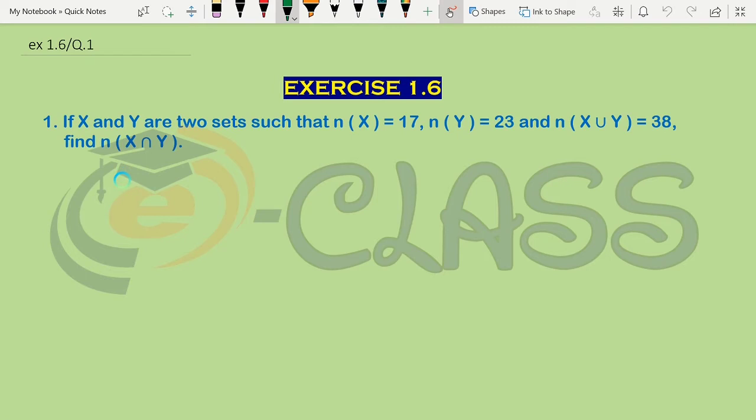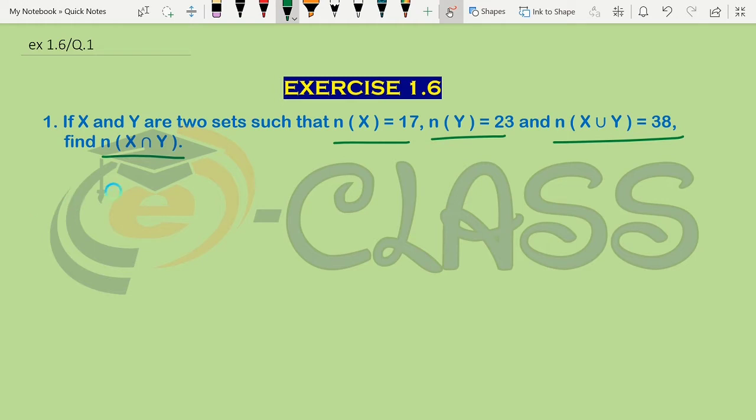The first question is: if X and Y are two sets such that n of X, that is the number of elements in X, equals 17 and the number of elements in Y equals 23, and also the number of elements in X union Y equals 38, we have to find the number of elements in X intersection Y. So first of all, these are all given.